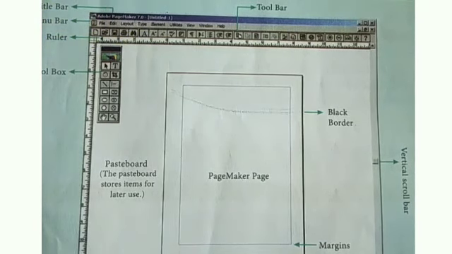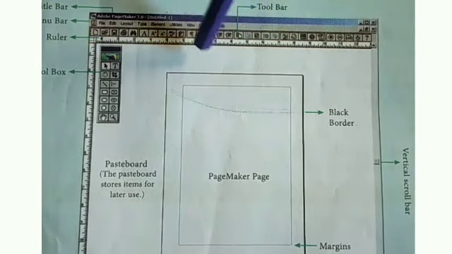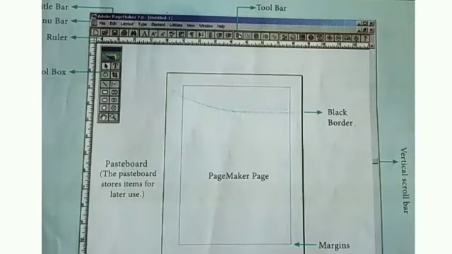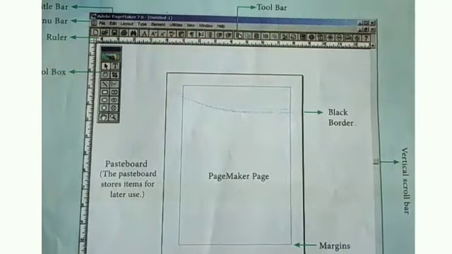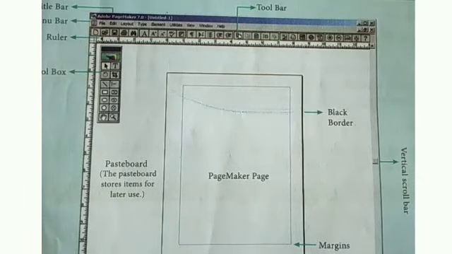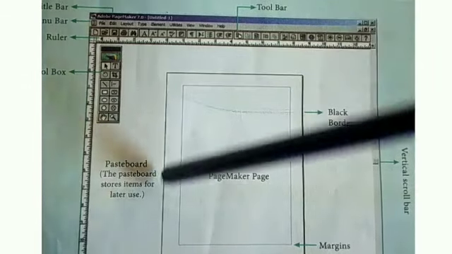Okay, next, below the toolbar is the ruler option. We can classify the ruler into two types. First one is the top side ruler, next one is the left side ruler. What is the usage of the ruler? We can set the margin of the page. So this is the current working page.